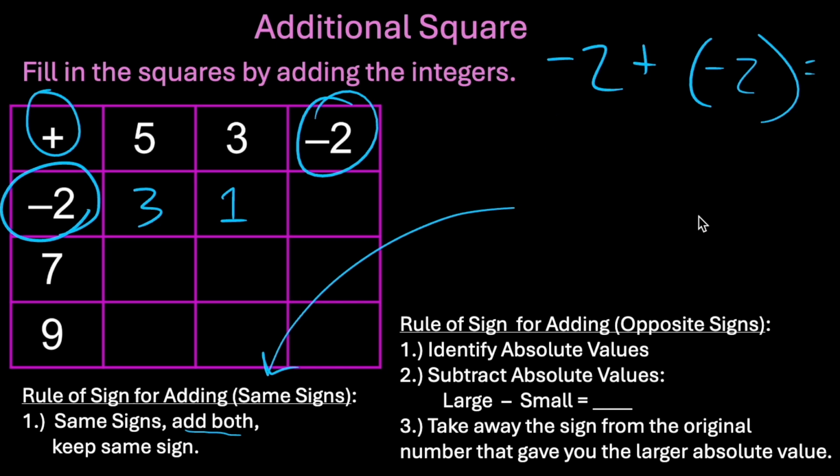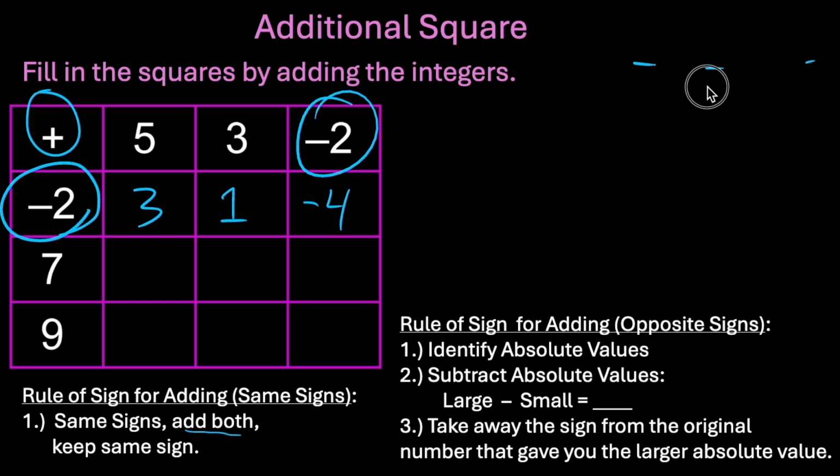In this case, we're going to keep our answer negative. So 2 plus 2 is 4, and we keep it negative because both numbers that we're adding have negative signs. So the answer is -4. Easy. All right, next row. Erase all this.